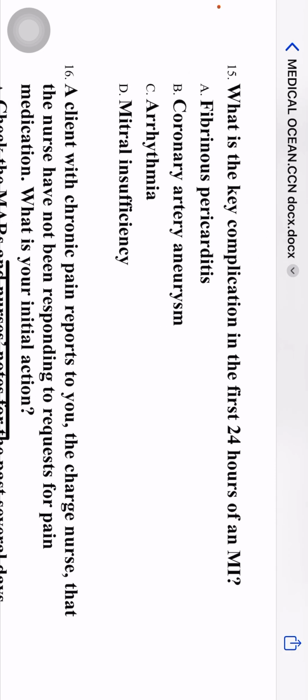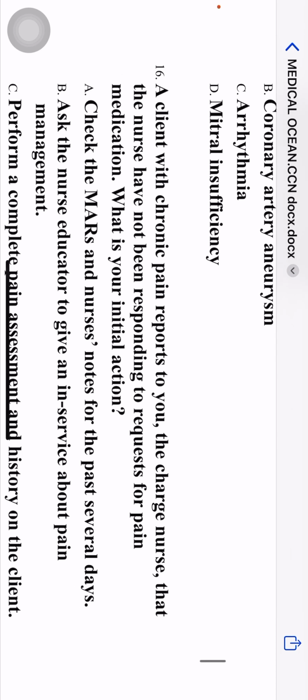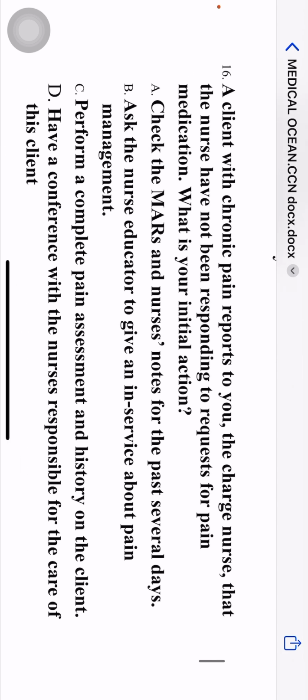15. What is the key complication in the first 24 hours of MI? Fibrosis, pericarditis, coronary artery aneurysm, arrhythmias, or mitral insufficiency. Option C is the correct one, arrhythmia. Therefore, we do not allow the patient to move from the bed for the first 24 hours after MI.